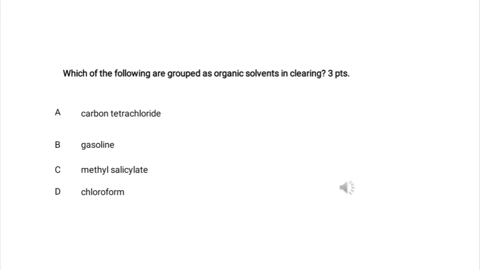Next question, which of the following are grouped as organic solvents in clearing? The correct answers are carbon tetrachloride, methyl salicylate, and chloroform. So all of the choices are organic solvents, including xylene, toluene, benzene, chloroform, and terpenol, except for gasoline, which is categorized under oils.